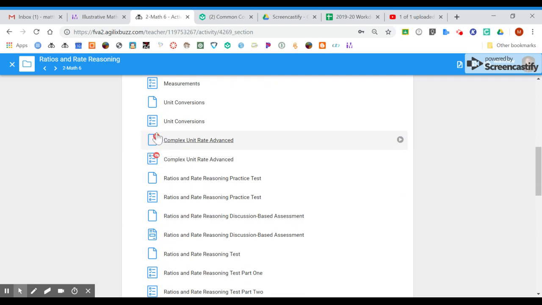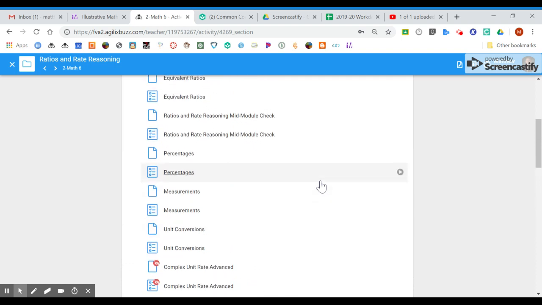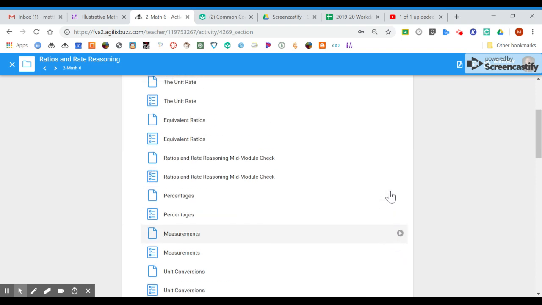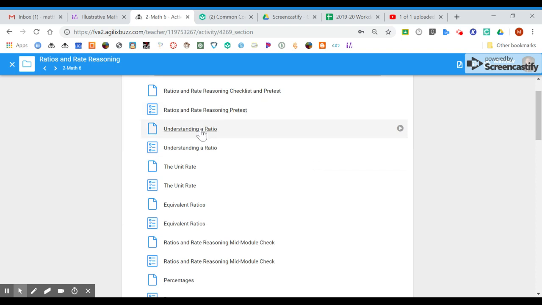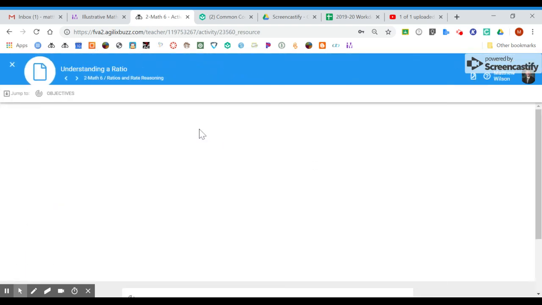If you see something that has a closed eye on it, you may see that, you may not, but that just means that it's not available to you. So, what are some pieces that are important? Well, you're going to study how to write, compare, and reason through ratios. And that's your first lesson, is just understanding a ratio.